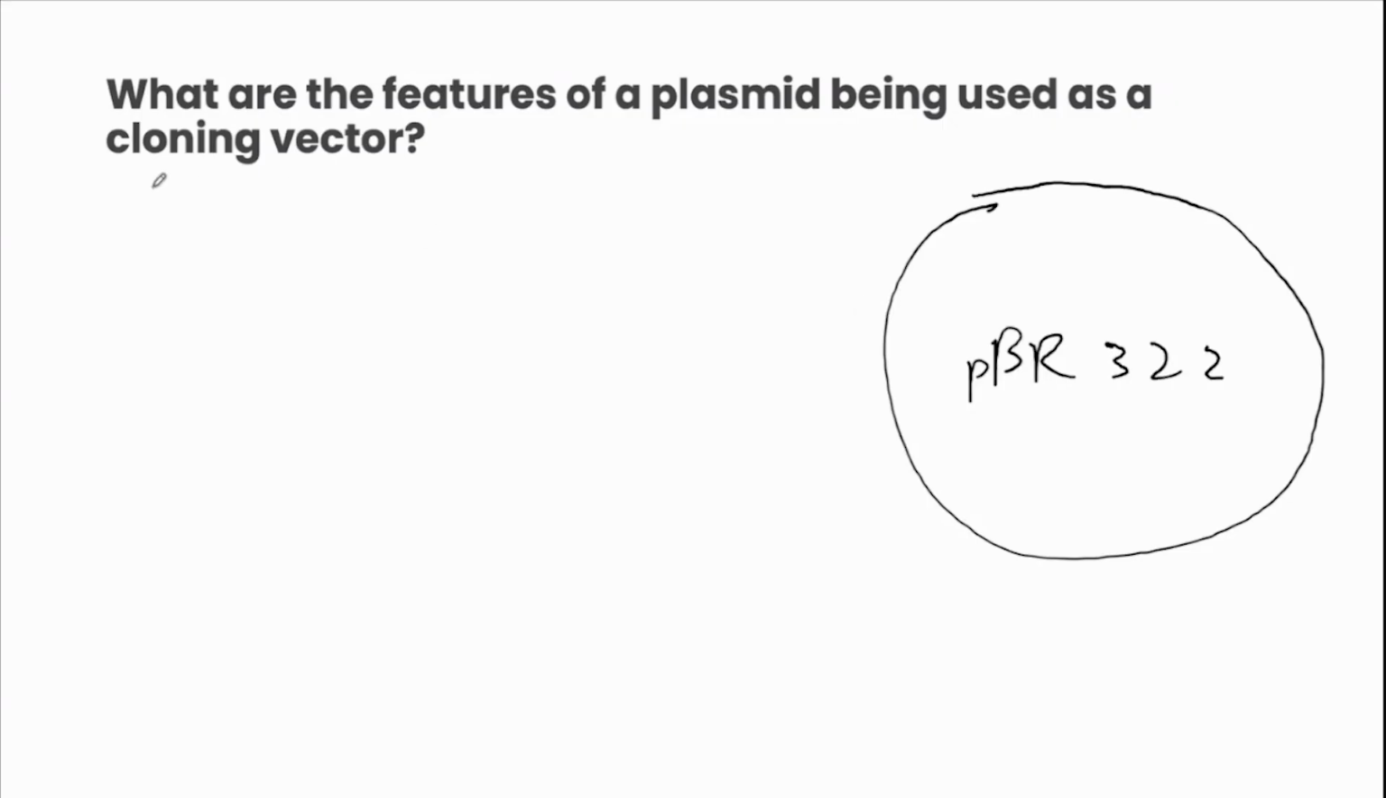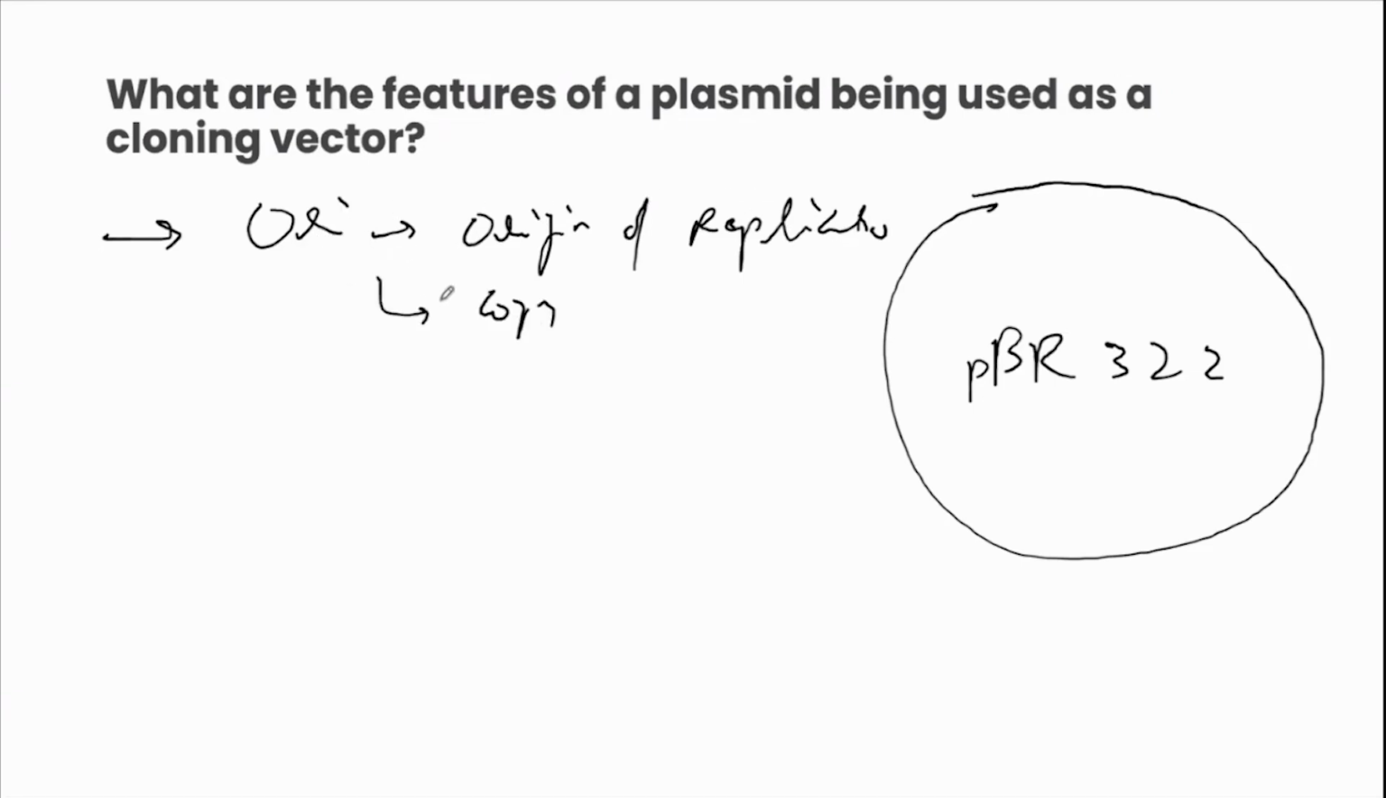PBR322. So what are the features of the cloning vector? First, it should have an ORI. What is ORI? ORI is basically the origin of replication, because you want your plasmid to replicate much more often. So the gene of interest is replicating at a higher rate, and if you want a protein, you will get it in abundance. So this basically defines your copy number as well.